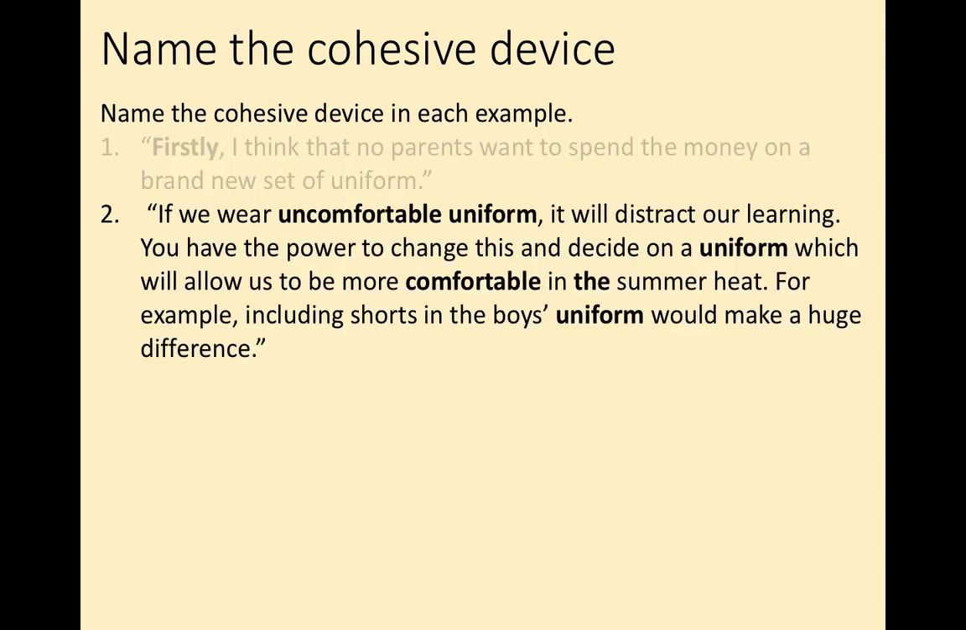Number 2, if we have a look at the words in bold, we've got uncomfortable, uniform, comfortable, the, and uniform. So for number 2, the answer you should have written down is repeated keywords or ideas. This person is writing about uniform and it being comfortable and uncomfortable, so they are repeating those words to make their point absolutely clear. Now you may also have spotted some other cohesive devices here that aren't in bold. So we've got a connective, if, we've got some pronouns like it, and for example is also a connective. So you may have had those written down as well, but the main one here is the repeated key idea of uniform.